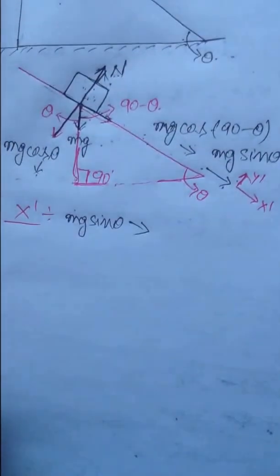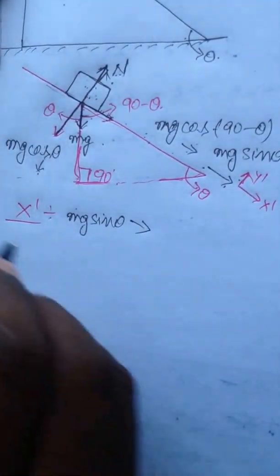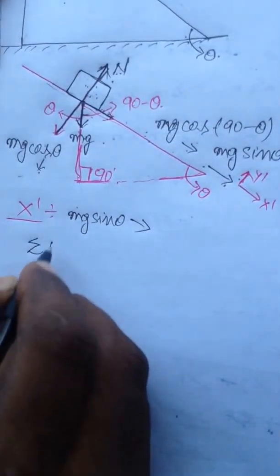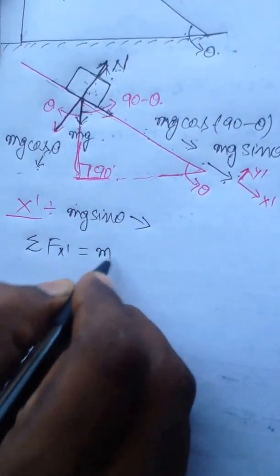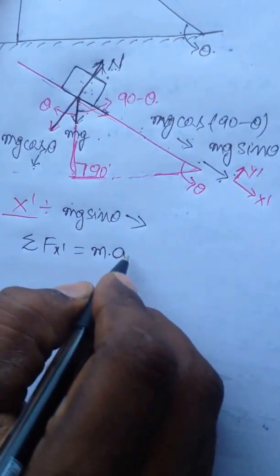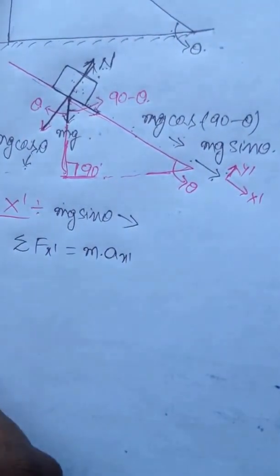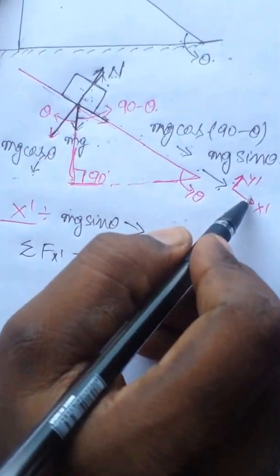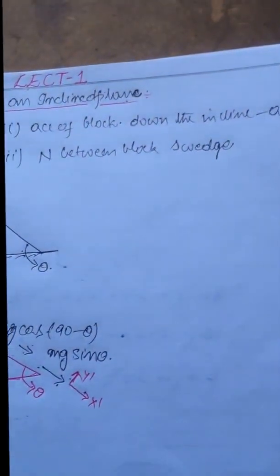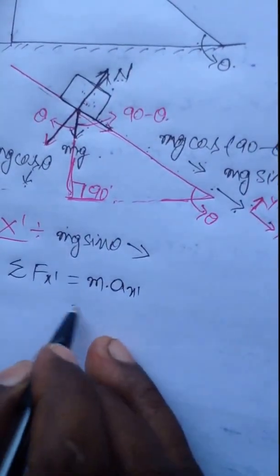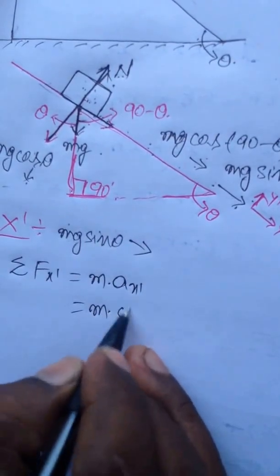From Newton's second law of motion, what can I write? The resultant of all the forces acting on the object along the x dash direction should be equal to mass times the acceleration of the block along the x dash. x dash direction is down the incline. In the problem, the down-the-incline acceleration, I assumed it as small a only. So in the place of this a x dash, what I can write? Small m into a only.